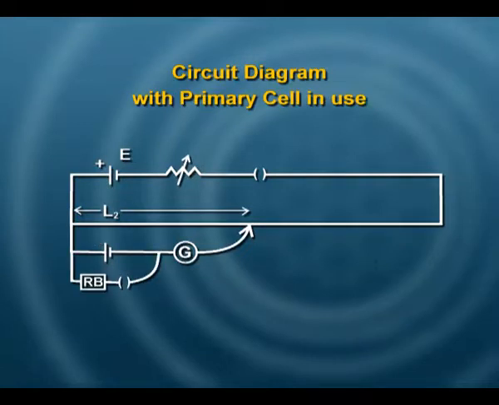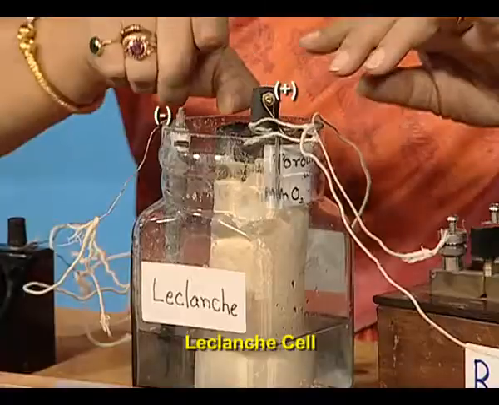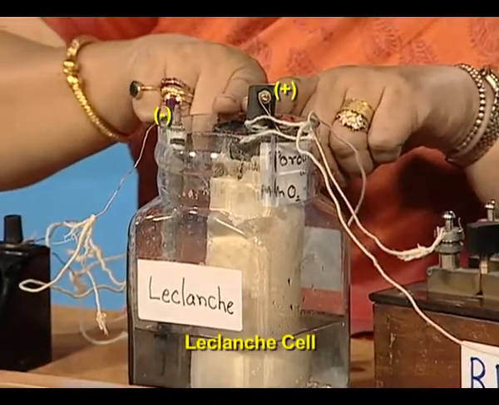If you remember, your equation was E is equal to V plus I R, where V is the terminal potential difference for this particular cell, I is the current flowing in this circuit and R is the internal resistance. We want the internal resistance of this cell.